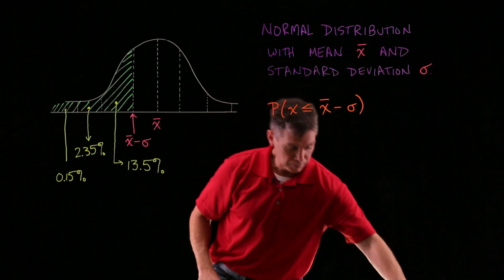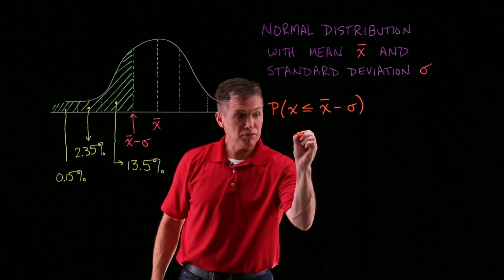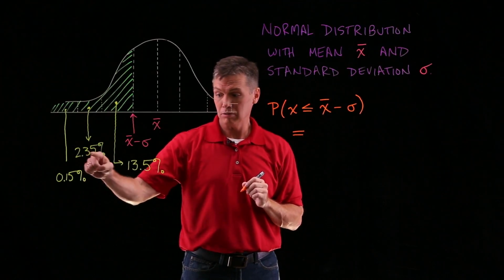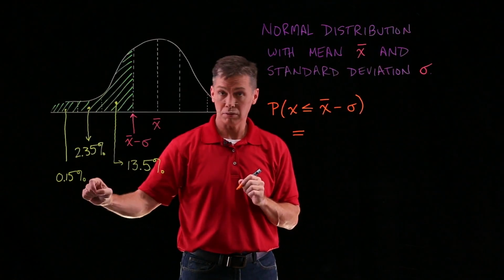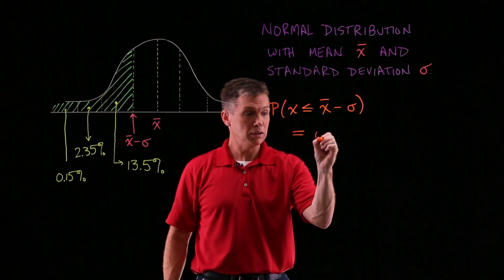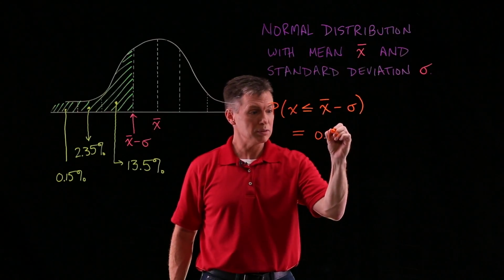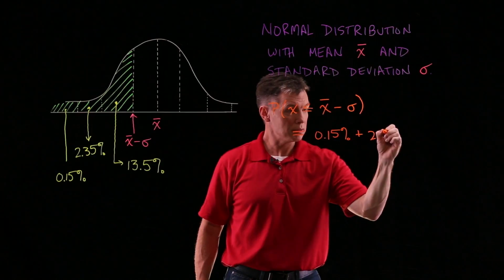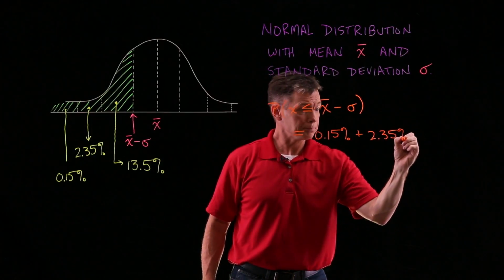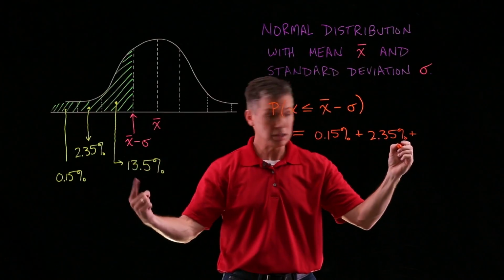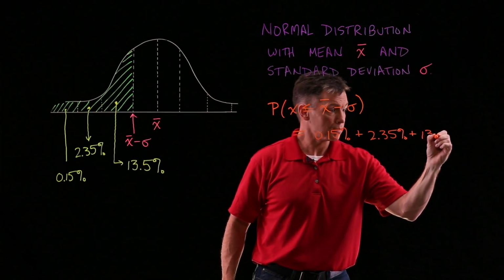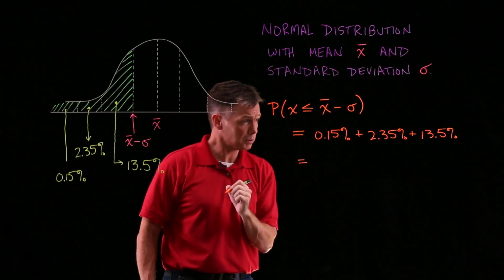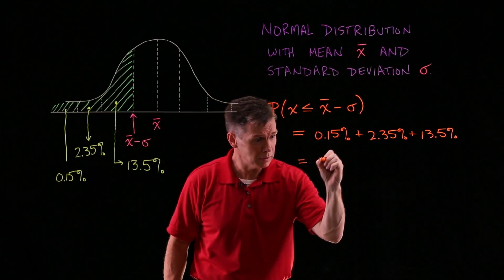For this problem, all we have to do now to find the answer for the probability is add our green shaded region, which are these three different percentages. So I need 0.15% plus the 2.35% plus the 13.5%. Okay, calculator if you want, but what are we looking at? 16%.